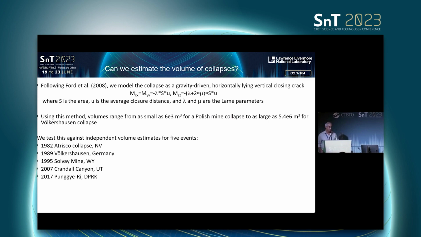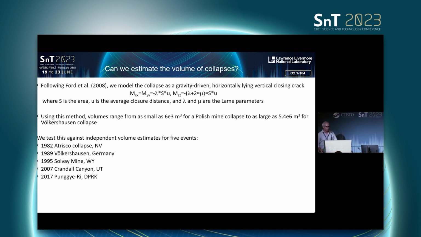And so the last thing I want to look at is, can we estimate the volume of collapses? So we want to do this in both a reflective manner, but also in a predictive manner. So we're going to follow the procedure used by Ford et al. in 2008, in which the collapse is modeled as a gravity-driven, horizontally lying vertical closing crack. And so if you know some information about the source, the material properties, as expressed in the Lamé parameters, you can get an estimate of the S and the U, so the area and the average closure.